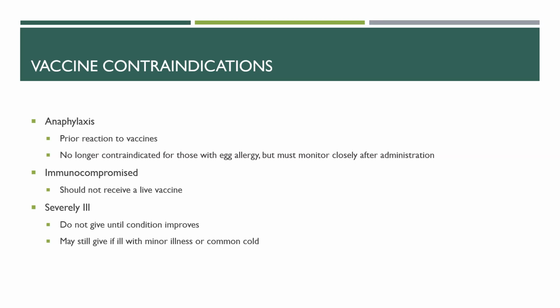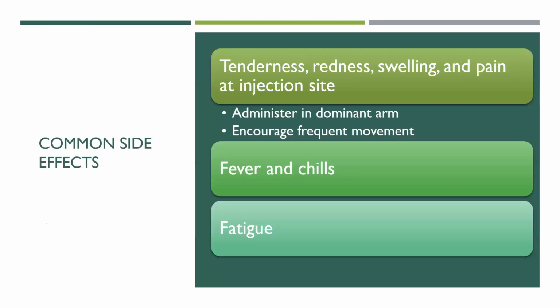As I mentioned, those that are immunocompromised should not receive a live vaccine, and those that are severely ill should not get any vaccines until their condition improves. If someone has a minor illness or a cold, they can still receive a vaccine. That's not considered a contraindication.